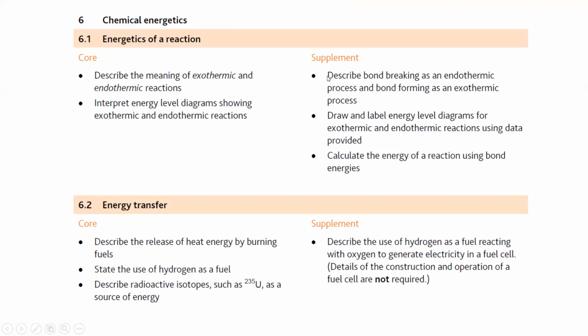First, you have to learn about exothermic and endothermic reactions, and using the energy level diagram, you should be able to explain the exo and endothermic reaction. And the second part, how we can release the heat energy from uranium, from hydrogen. That is the second part.